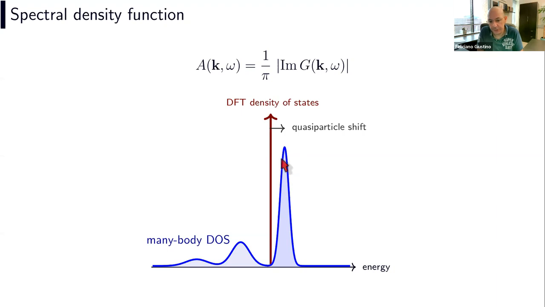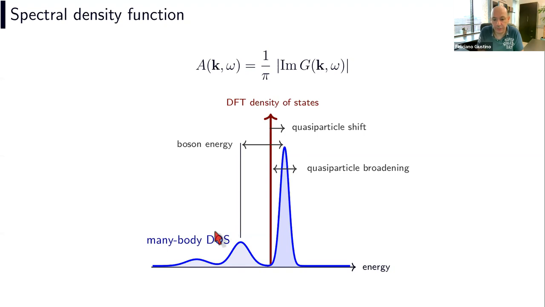The other change is that the peak is no longer sharp, so now it's slightly broad, and this is a signature of the fact that the electron has acquired a finite lifetime. It means it's not going to be there forever. And then you also have additional structure here, usually.